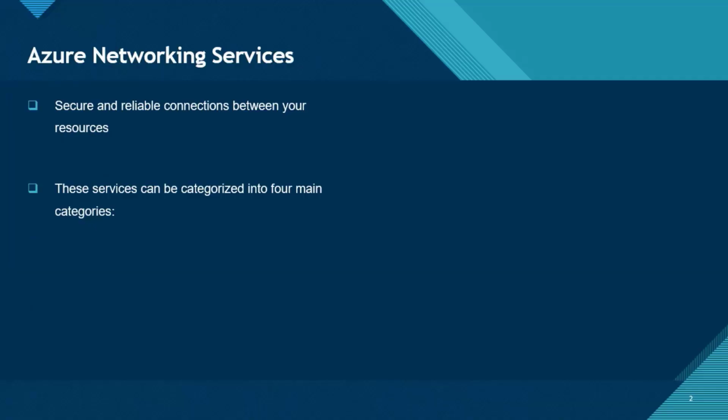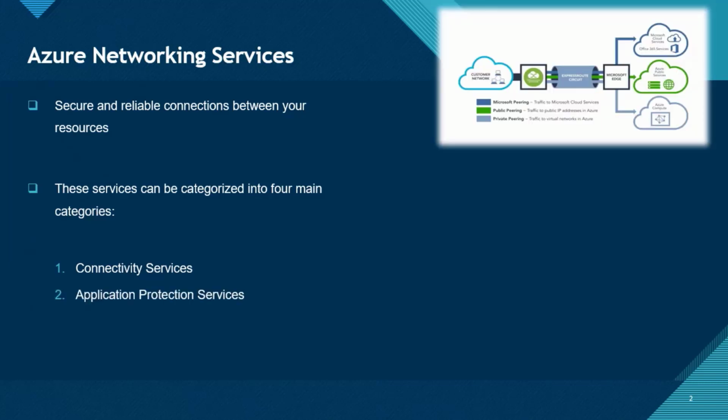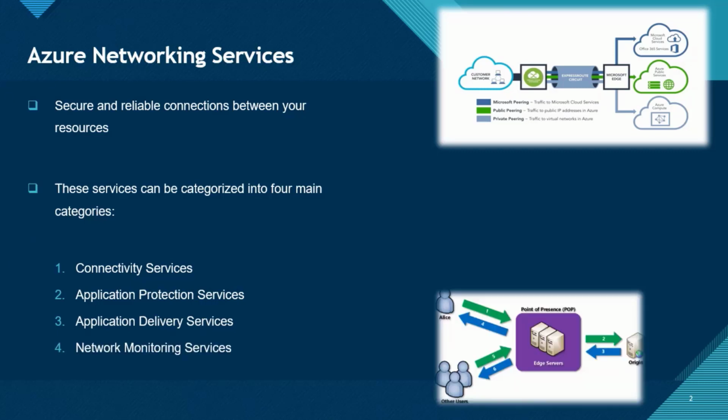These services can be categorized into four. First is connectivity services. Next, we have application protection services. Three, we have application delivery services. And four, we have network monitoring services. Let's begin with connectivity services.